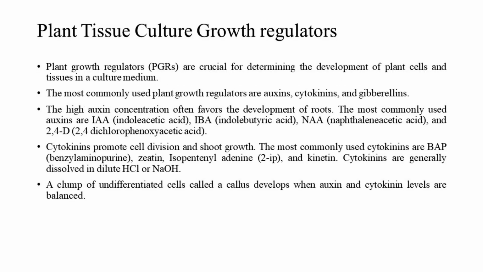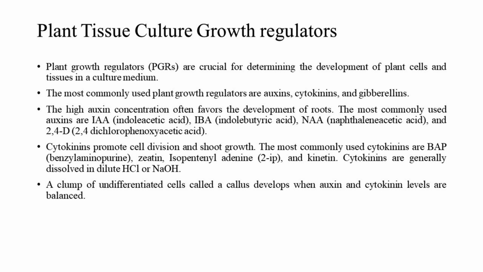Plant tissue culture growth regulators. Plant growth regulators, PGRs, are crucial for determining the development of plant cells and tissues in a culture medium. The most commonly used plant growth regulators are auxins, cytokinins, and gibberellins. The high auxin concentration often favors the development of roots.